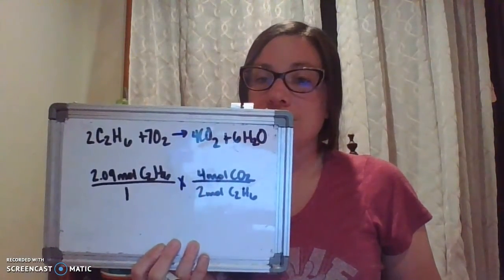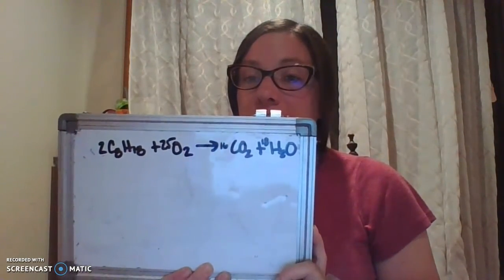Now, the first part of this problem says how many moles of CO2 are produced when 2.09 moles of ethane are burned. So we're just doing a mole to mole calculation. 2.09 moles of ethane, that's C2H6, over 1. And we want to convert this to moles of CO2. So we're going to use our balanced equation to do that. We want to get rid of ethane, so 2 moles of ethane is going to go on the bottom. And we're looking for moles of CO2, so 4 moles of CO2 on top. That's the setup. Do your math, and that's going to give you 4.18 moles of CO2.